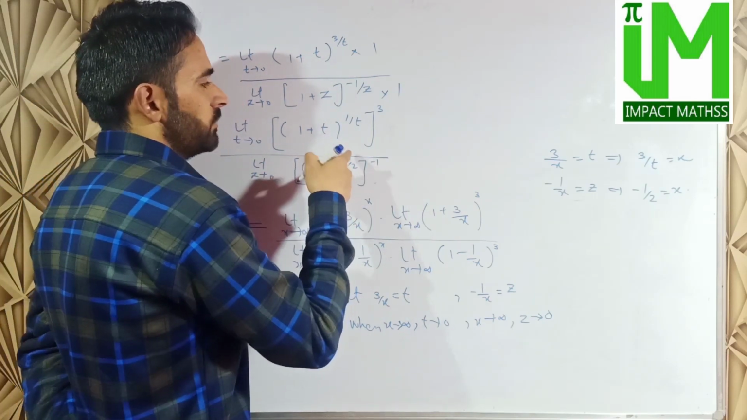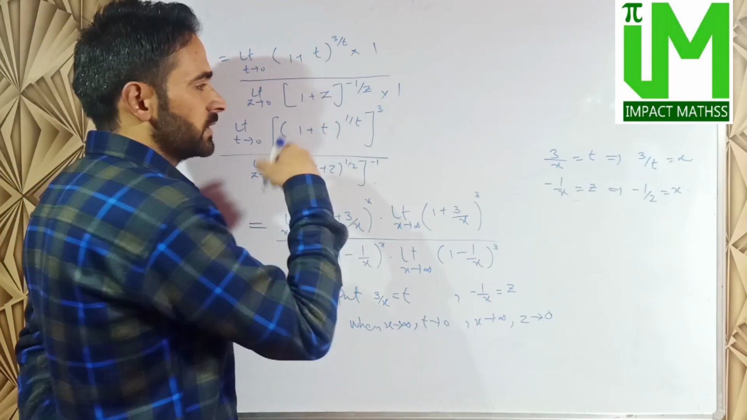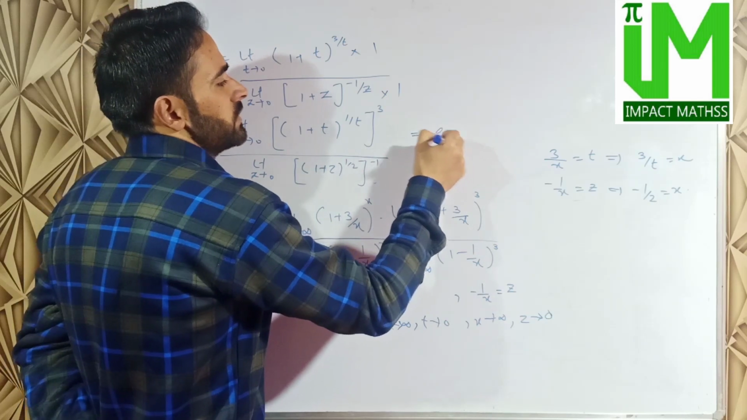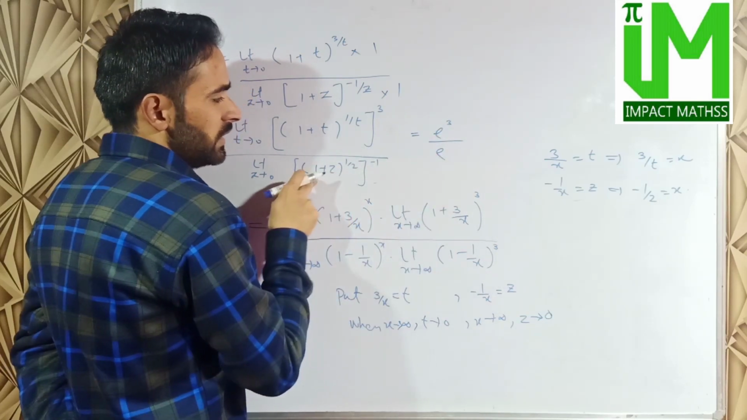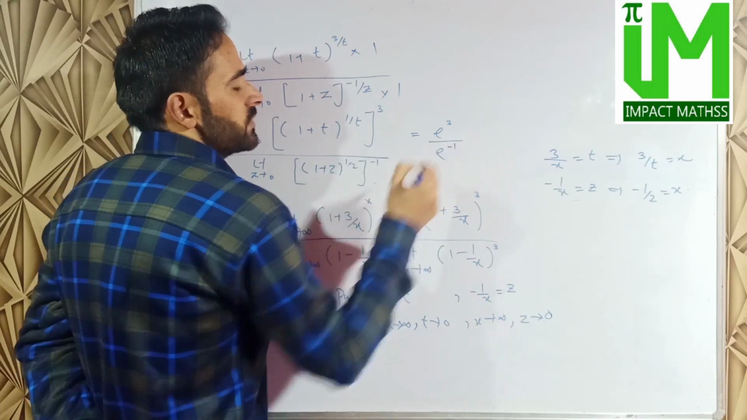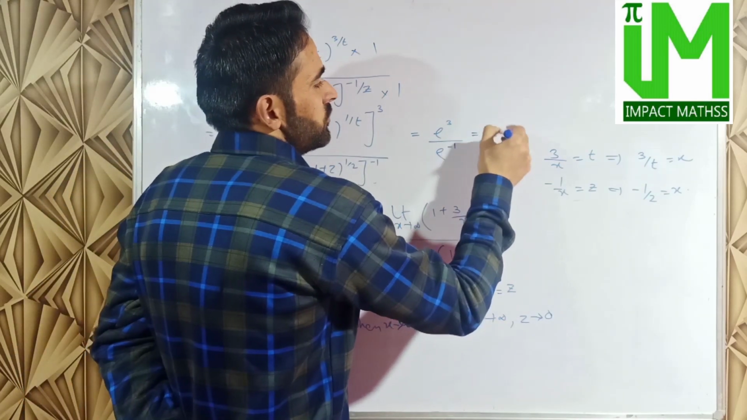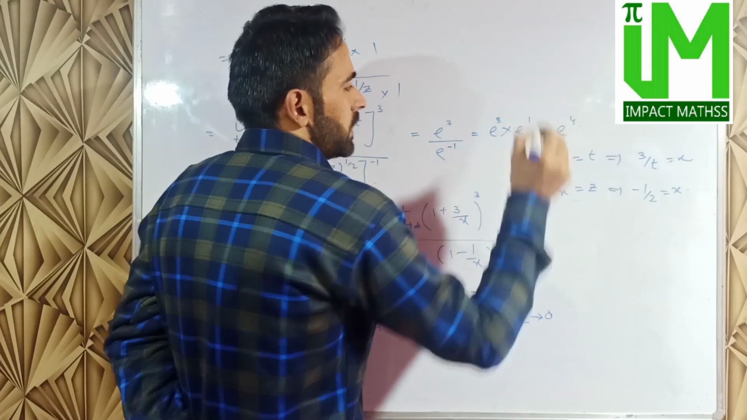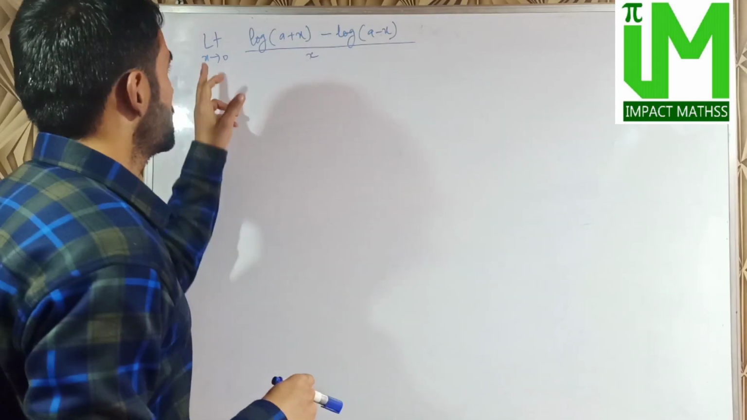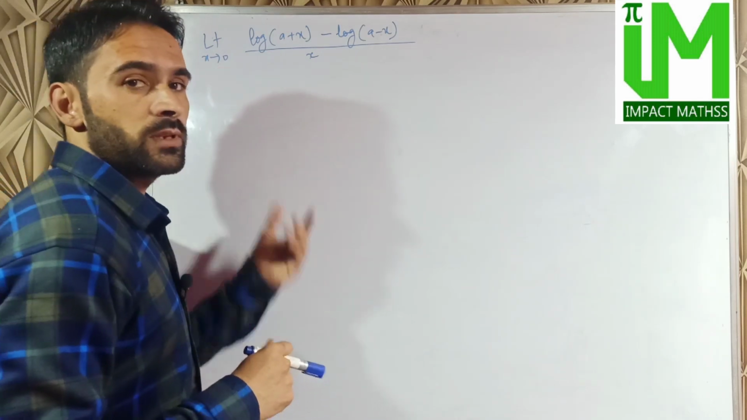And using the previous results in combination with the previous property, we can write this as e raised to power 3 divided by iska value e, then it will be e to the power minus 1. So it will be e to the power 3 into e to the power 1, which will be e to the power 4. So our next example is limit x tends to 0, log of a plus x minus log of a minus x divided by x.